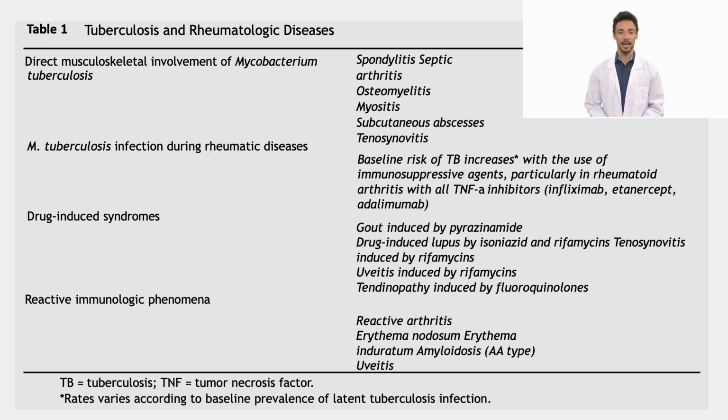Let's now look at reactive immunologic phenomena. This category includes conditions that are reactive responses to the body's immune system fighting off the Mycobacterium tuberculosis infection. These include reactive arthritis, erythema nodosum, erythema induratum, and AA-type amyloidosis. Uveitis also falls under this category. It's crucial to understand that these are not direct effects of the tuberculosis bacteria itself, but rather, they are consequences of the body's immune response to the infection.